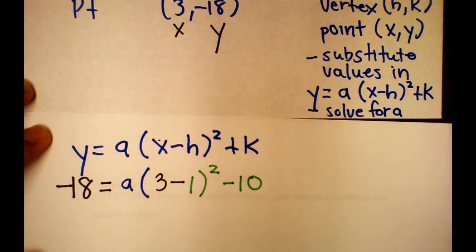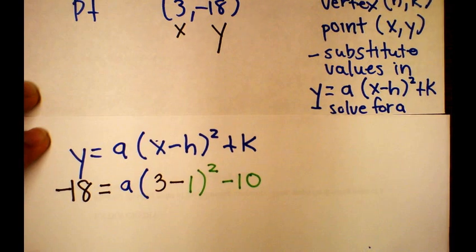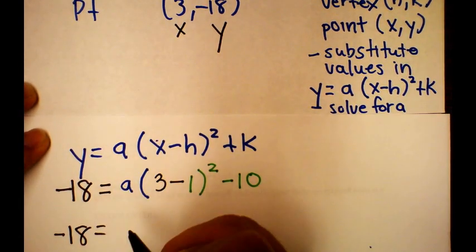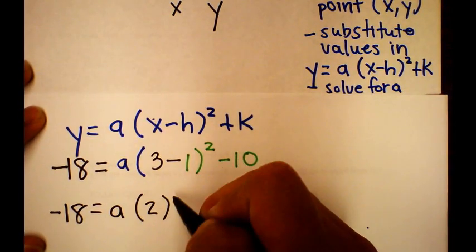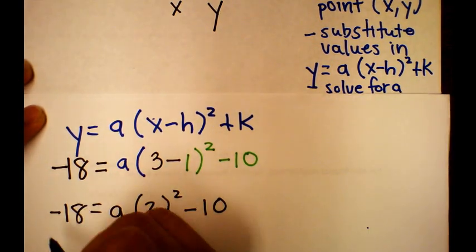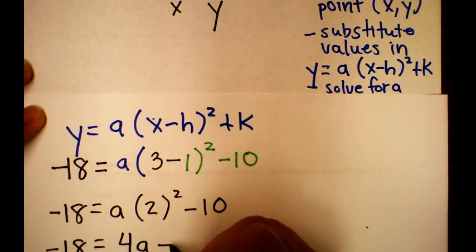Now, the last step that I mentioned was to solve for a. So let's do that right now. Let's do the parentheses first. -18 is equal to a, 3 minus 1 is 2, squared, minus 10. Okay, 2 squared is going to be 4. So we're going to have -18 is equal to 4a minus 10.